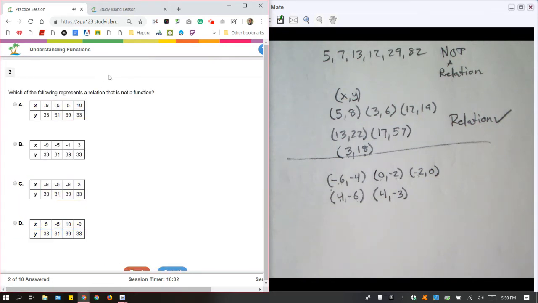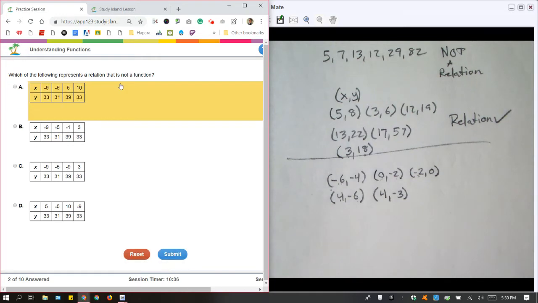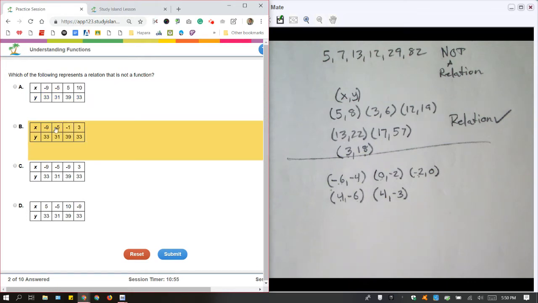Which of the following represents a relation that is not a function? Okay, so now we're looking for one that's not a function. We're looking for one where an input has 2 different outputs. So let's take a look at the first one. What are our inputs? -9, -5, +5, and +10. None of those inputs repeat themselves. We don't have one input that shows up more than once. So this is okay. -9, -5, -1, and +3. Again, no input shows up more than once. So no input has more than one output.